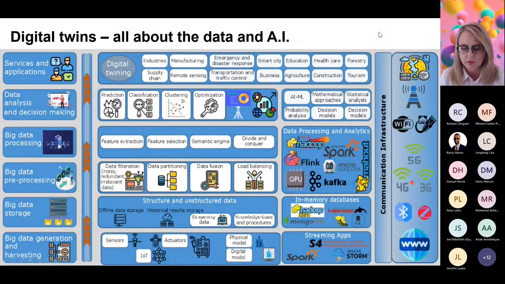Before getting into the background and the technical details, I would like to say that digital twins are all about the data and the technology behind it.